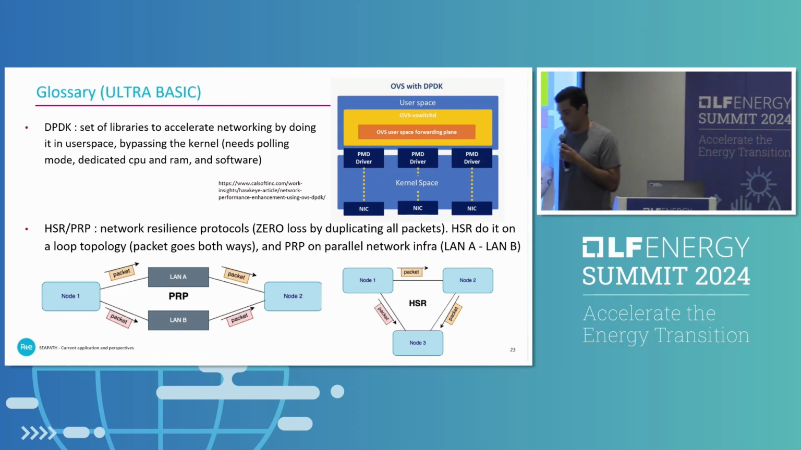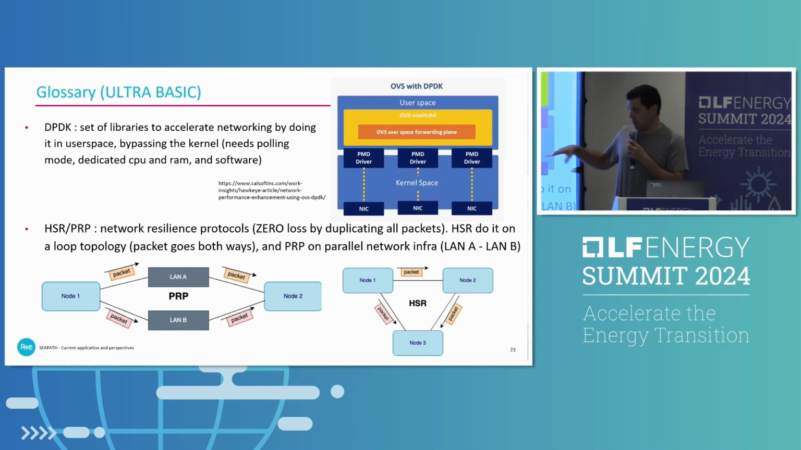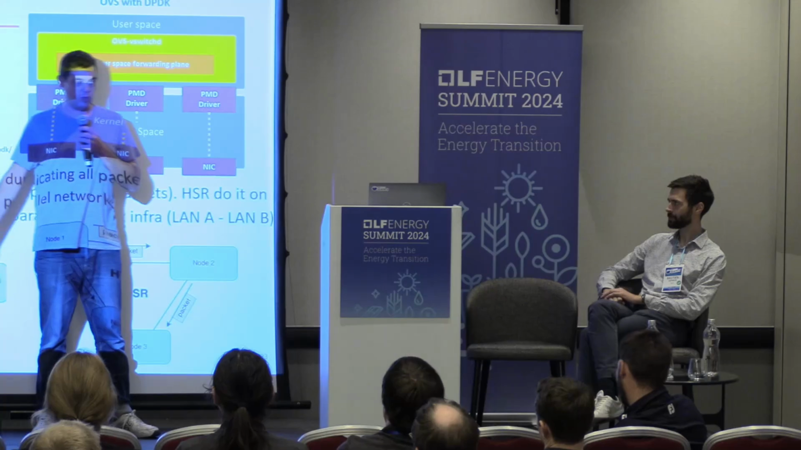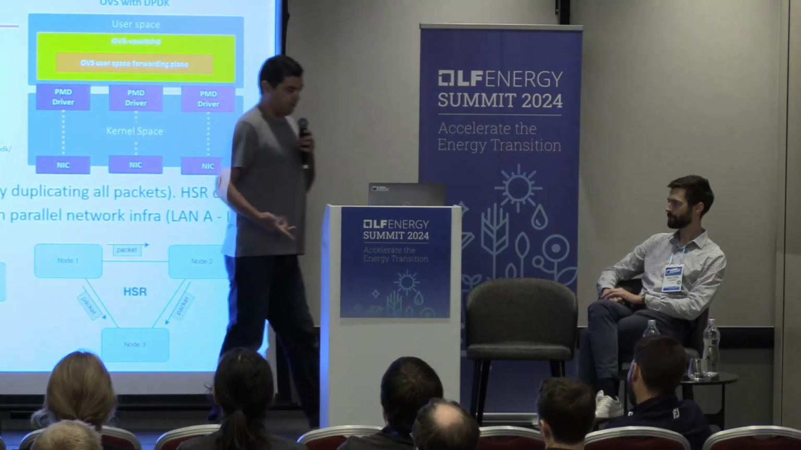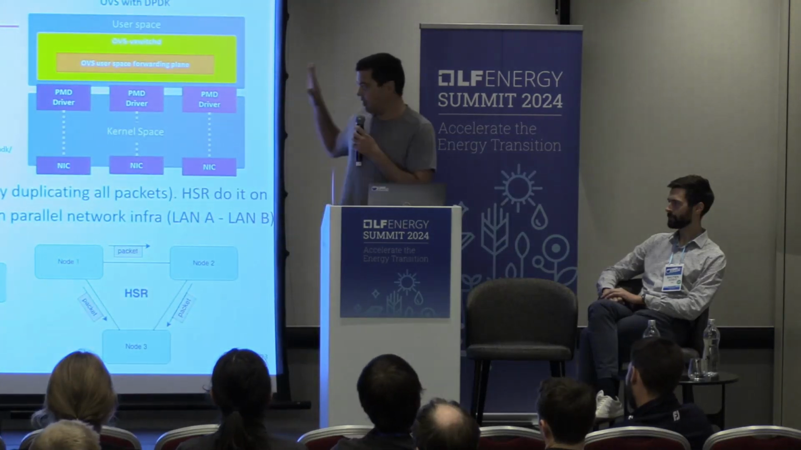For more devices, you may want to use switches. In that case, you go to PRP. With PRP, you have two different networking paths, LAN A and LAN B, with different switches and everything. Everything is independent, and every packet is duplicated, one on each path. You can lose this cable, this switch, or anything else. As long as you lose only one, the other node will receive the packet and you will have zero loss. So this is the idea of HSR and PRP: resilience.